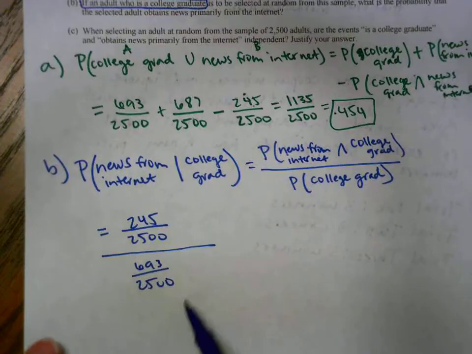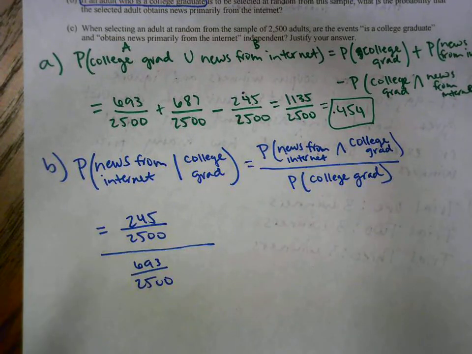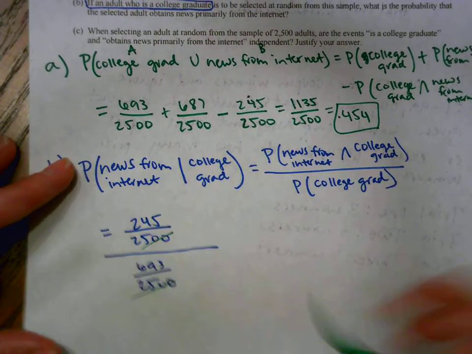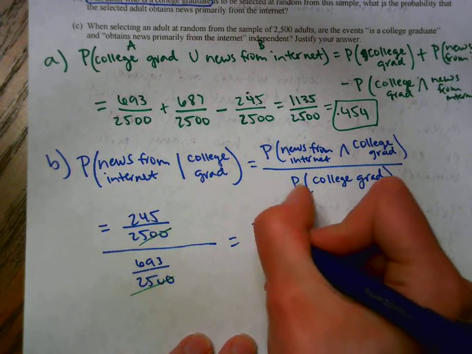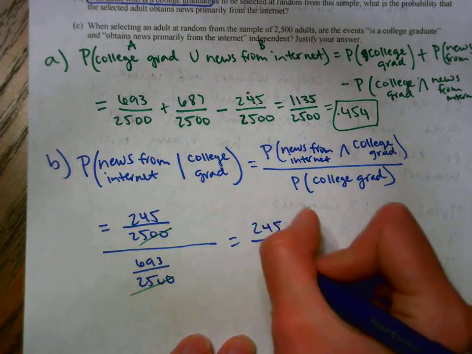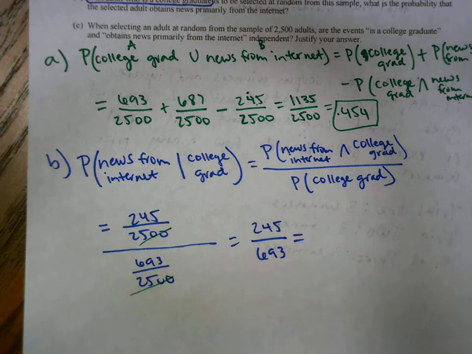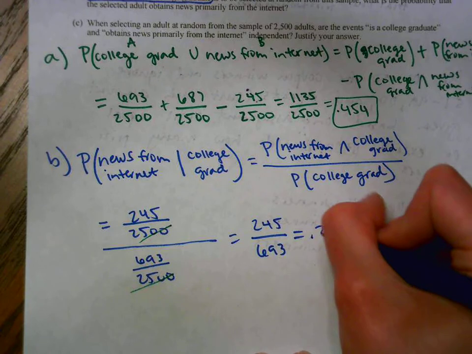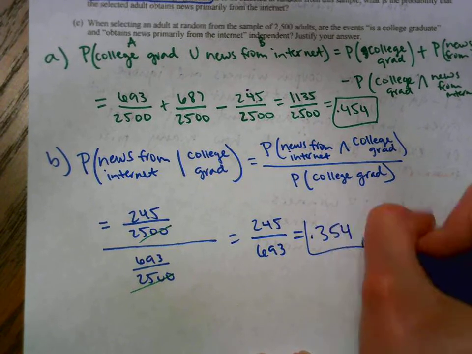So you could type that whole thing in your calculator. Also, if you have the same denominator on both, it would simplify and it would just be 245 out of 693. And if you type that in your calculator, it is 0.354.